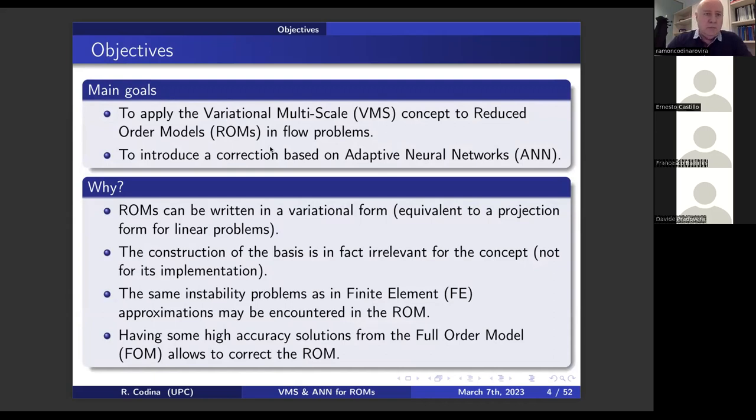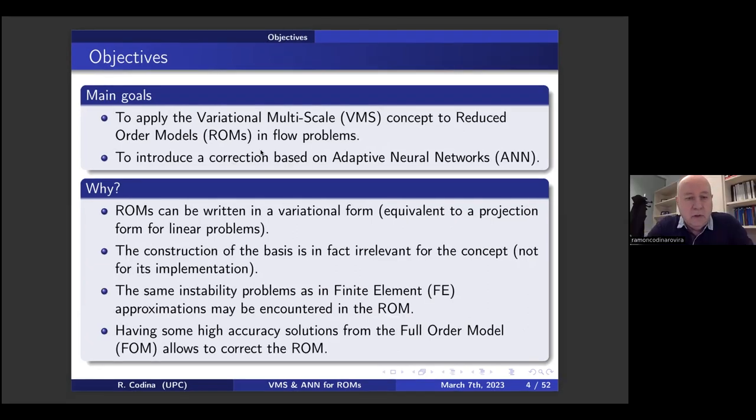Why are these two objectives of interest? Well, first, because reduced order models can be written in a variational form, obviously. They are equivalent to a projection form for linear problems. The construction of the basis is, in fact, irrelevant for the concept. So we have a variational problem and a discrete variational problem, and the way the basis is constructed doesn't really matter for the concept.